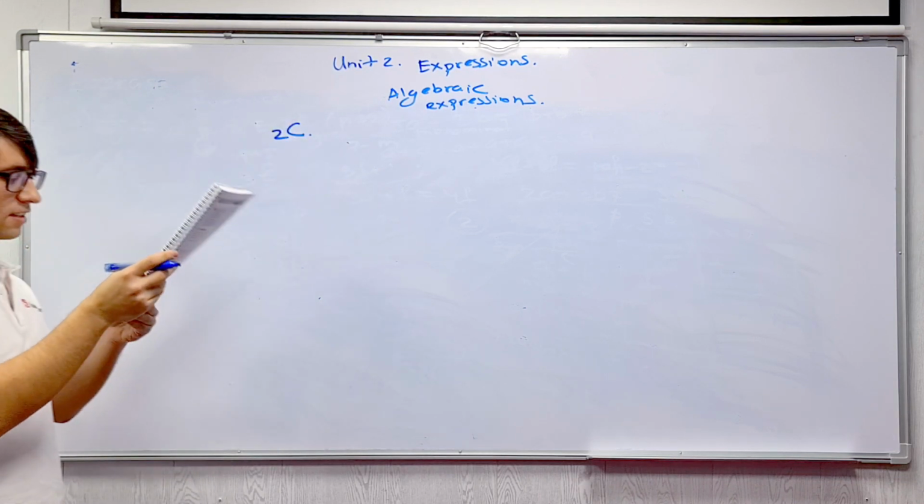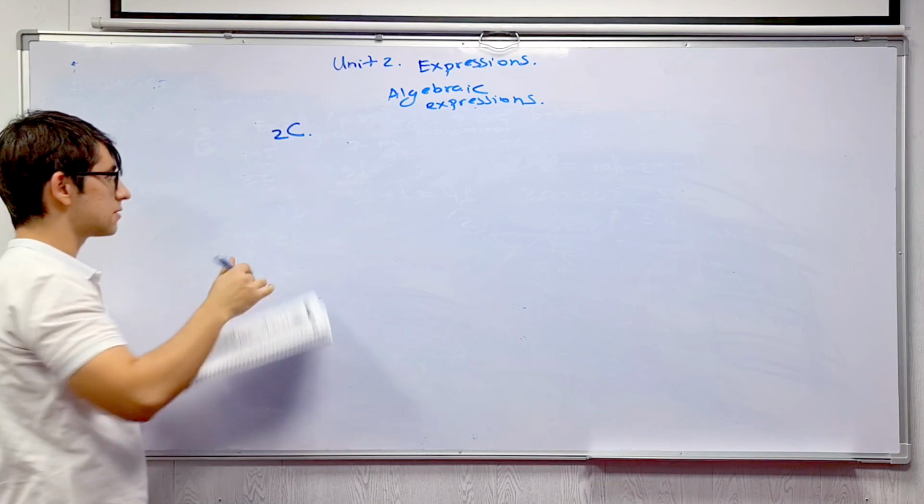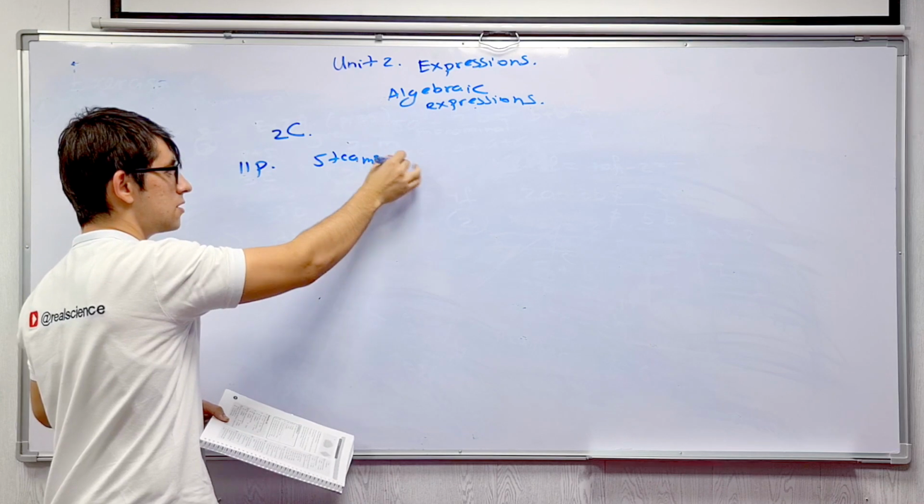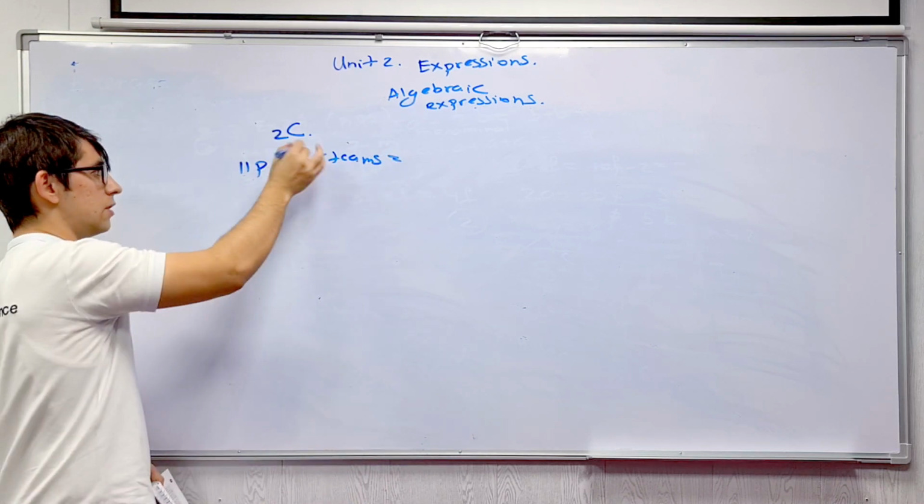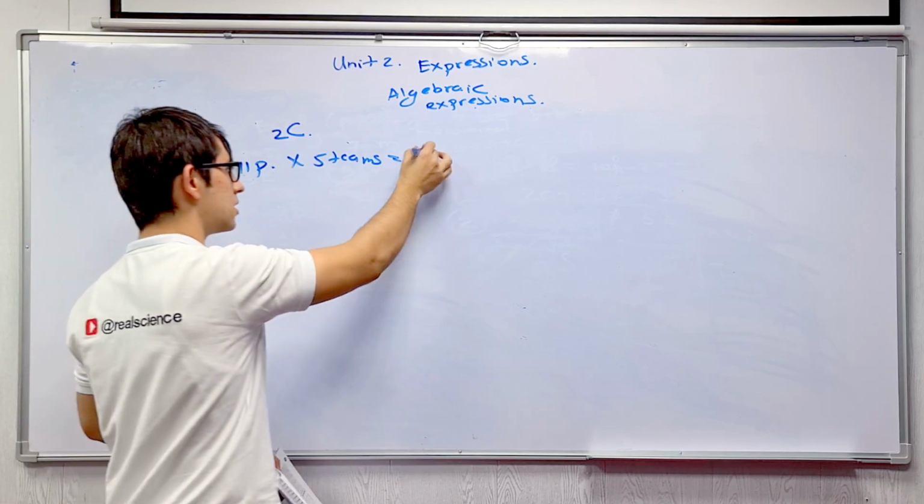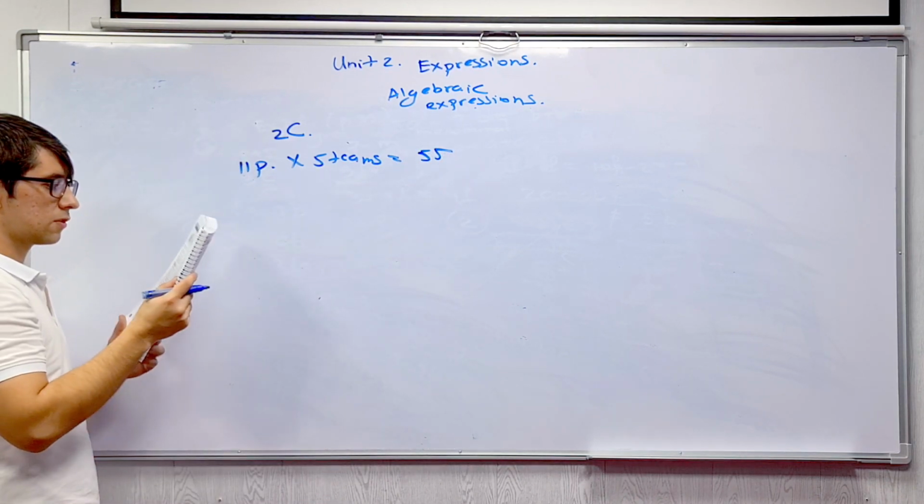Okay. If one cricket team has 11 players, how many players are there in 5 teams? 11 players, 5 teams. So what are you going to do here? You can create a numerical expression, right? By multiplying 5 by 11, which will be equal to 55 players or people, right?